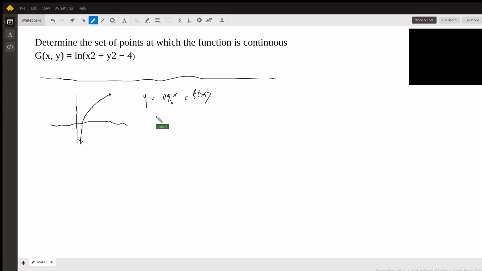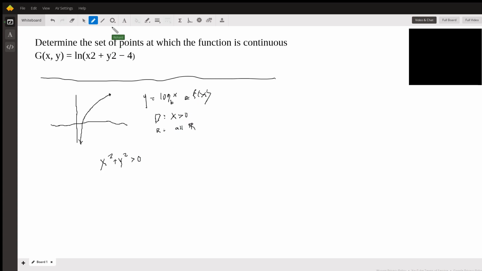here's the function f of x. The domain is x has to be greater than 0, and the range here is all real numbers. Okay, so I'm starting with this because basically this function is not defined when the argument is 0. So x squared plus y squared has to be greater than 0. That's coming from this basic idea of the log.